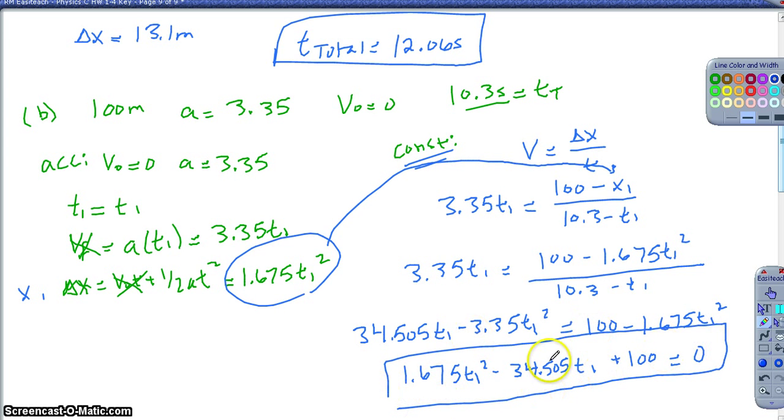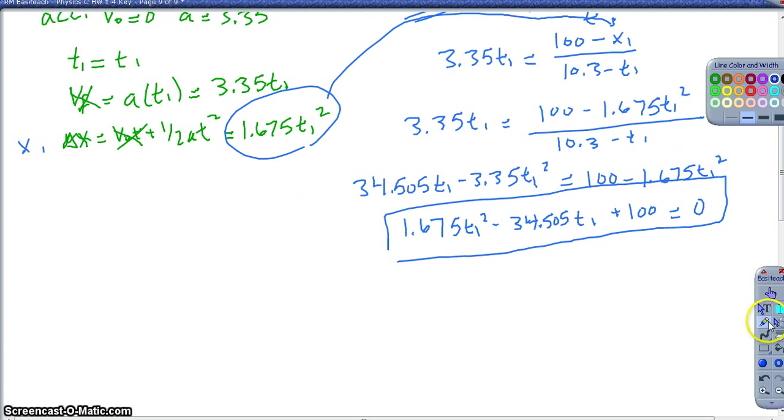Right, at this point, just do your quadratic formula, which hopefully we're all very comfortable with. Right, if not, we need to be, but if you do need some practice, let me know. But anyway, we just do our quadratic formula. You get two possible answers. You get t1 either equals 3.49 or t1 equals 17.1. The 17.1 doesn't make any sense because we were trying to run this race in 10.3 seconds, so that is not possible. So instead it has to be the 3.49.